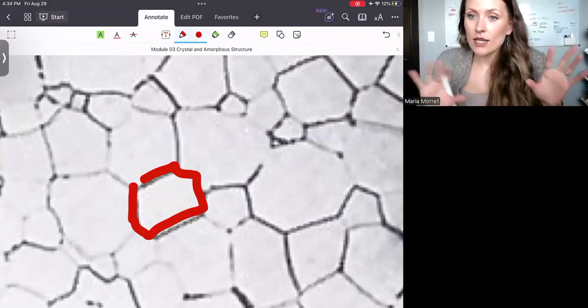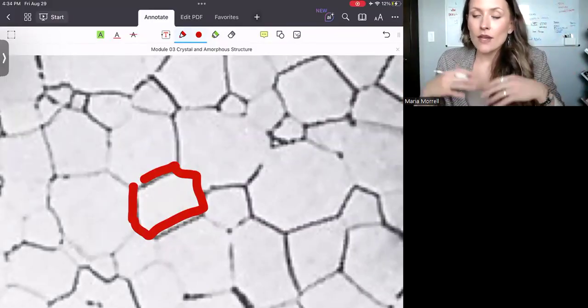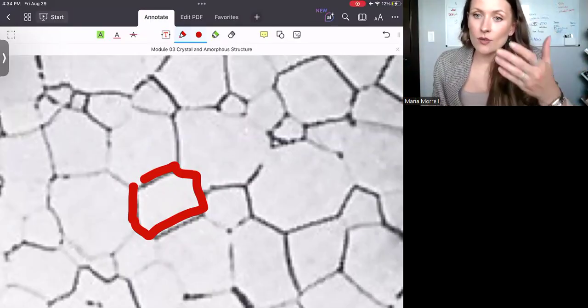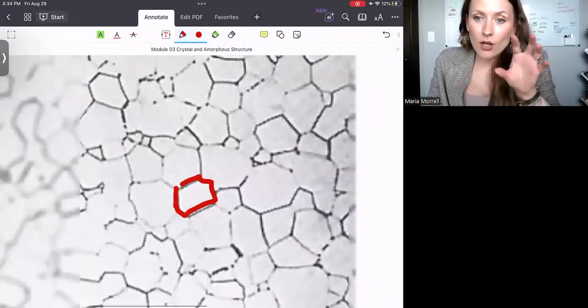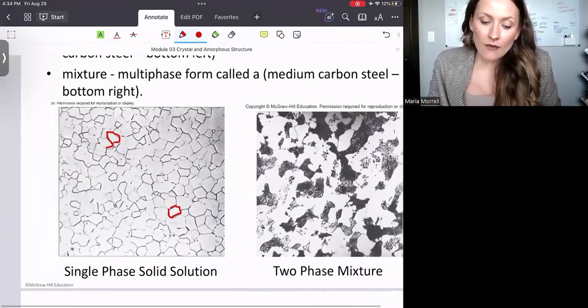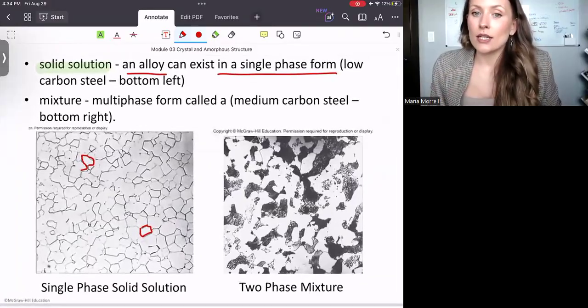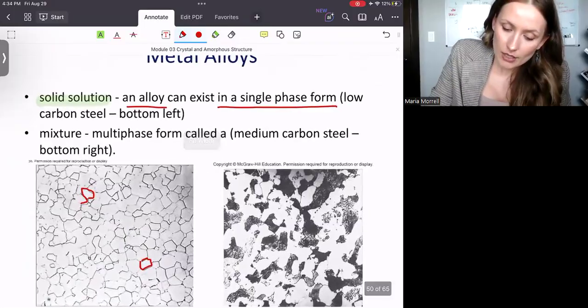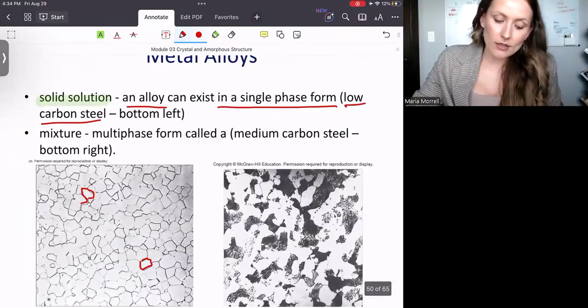You can see that it's one phase. It all looks the same. Yes, I see a bunch of grains. They have different shapes, and of course, they're separated by the boundaries, which are the black lines. But the grain itself, wherever I go, left or right, it's all the same color, and in a sense, it is the same composition. And this is what we call a solid solution. An example of such is going to be a low carbon steel.